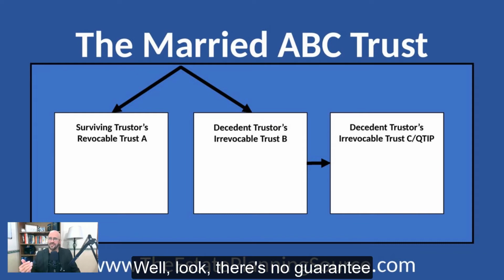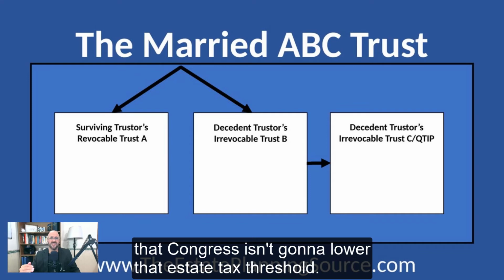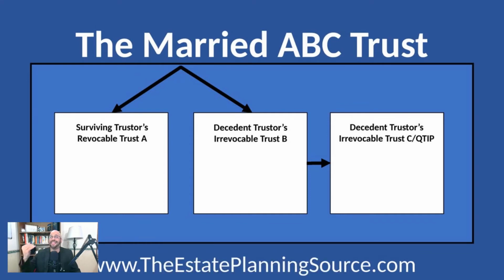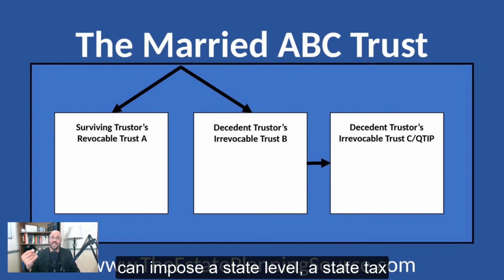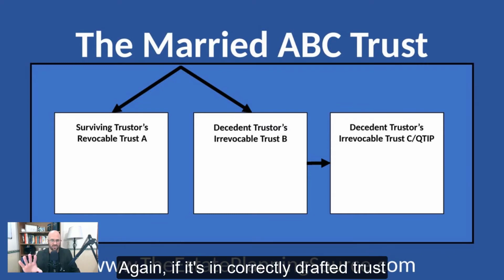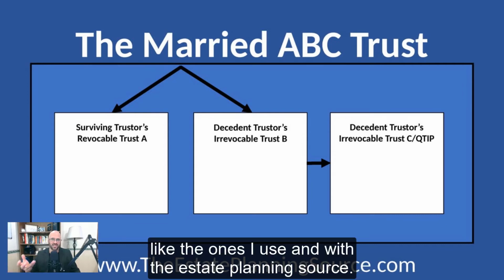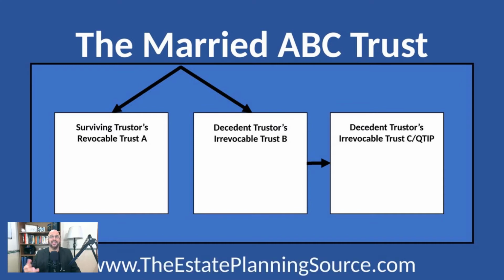Well, look. There's no guarantee that Congress isn't going to lower that estate tax threshold. There's no guarantee that the state you're living in can't impose a state level estate tax, where this mechanism still works equally as well. Again, if it's in correctly drafted trusts like the ones I use and with the estate planning source. So why not have that just in case?